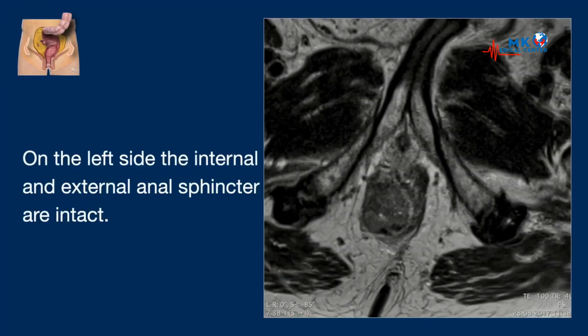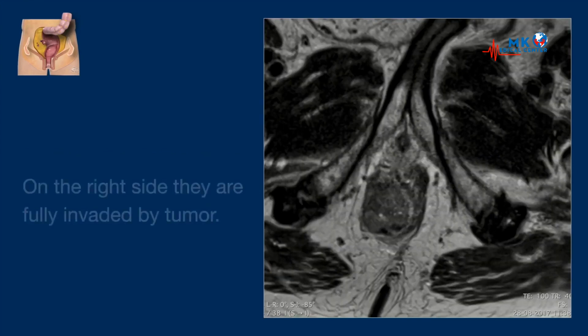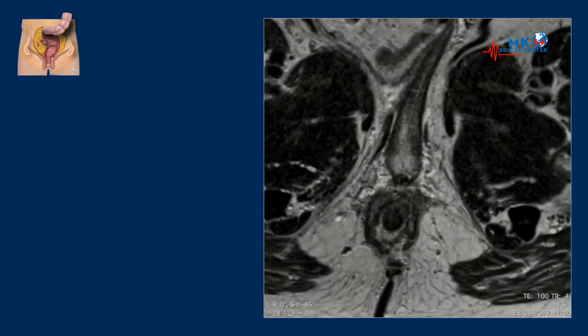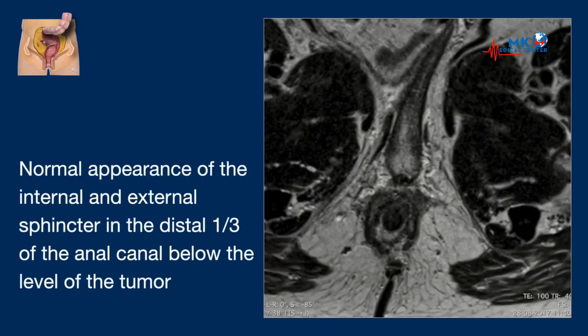On the left side, the internal and external anal sphincter are intact, while on the right side they are invaded with tumor. And just like we saw in the coronal images, there is a normal appearance of the internal and external sphincter of the distal third of the anal canal below the level of the tumor.